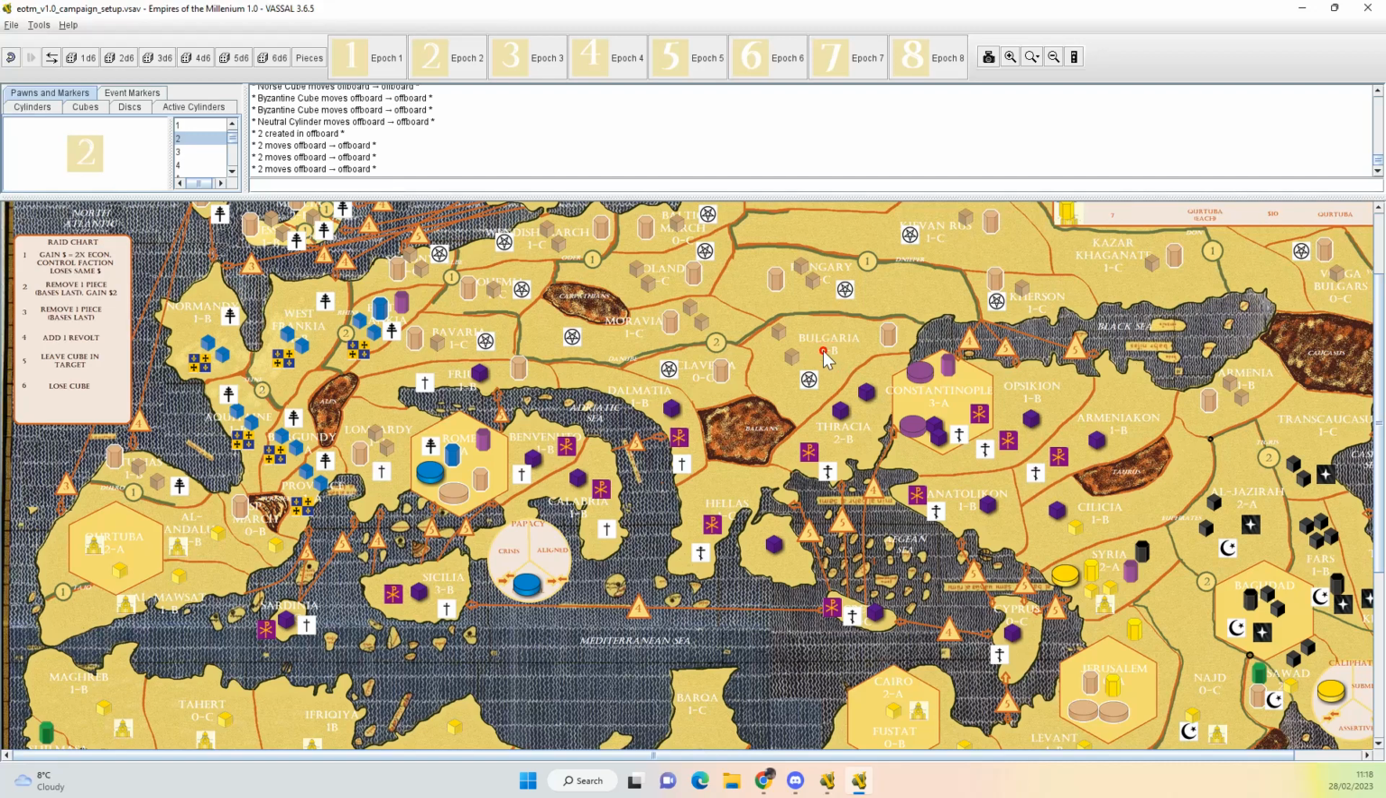So you gain money for the economic value during the income phase of the end of epoch phase. But also you can gain money by raiding a location. If the neutral Bulgars were going to raid into Thracia, the economic value of Thracia is a 2, and if they roll a 1 on the raid chart, they get double that amount. So they would get 4 money in the successful raid, and the Byzantines, because they control the area, would lose 4 money. So that's the other way that the economic value impacts gameplay.